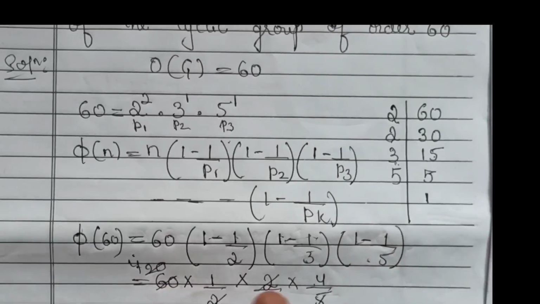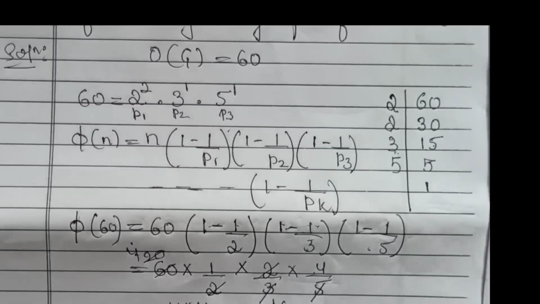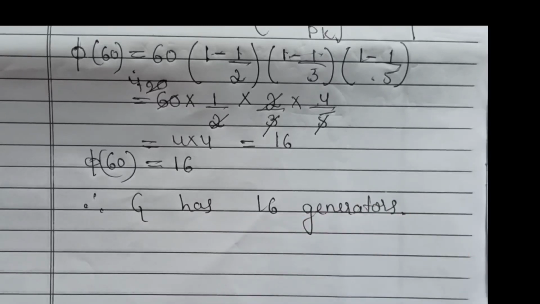Therefore, on simplifying this we get 16. Therefore G has 16 generators.